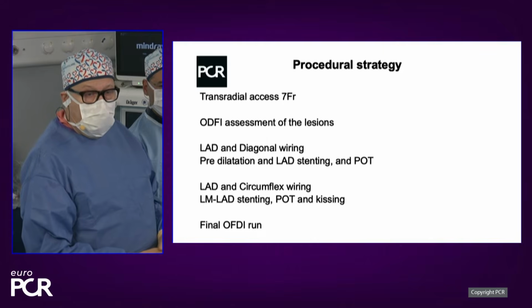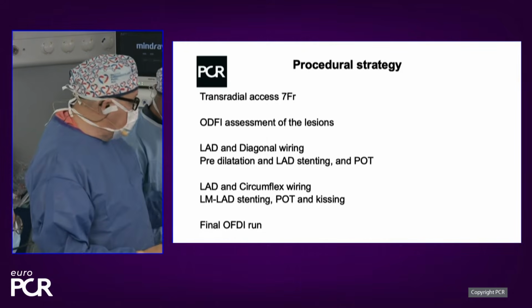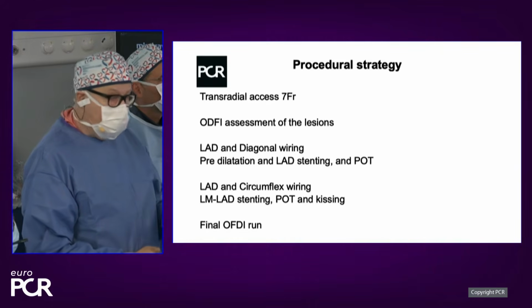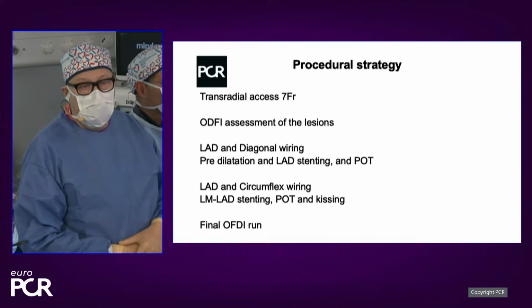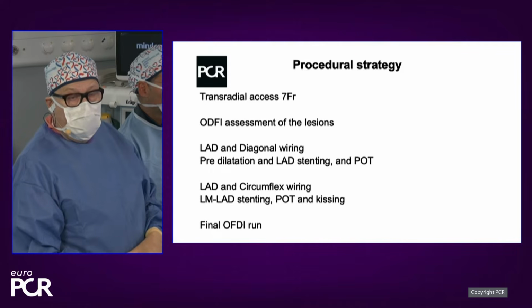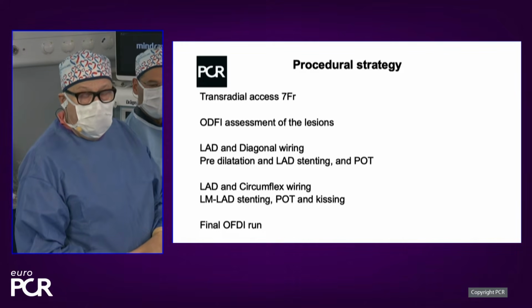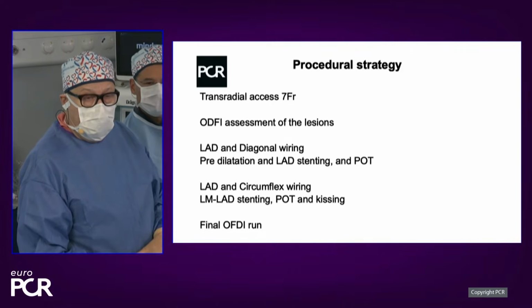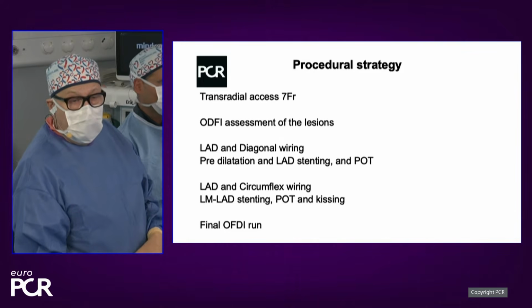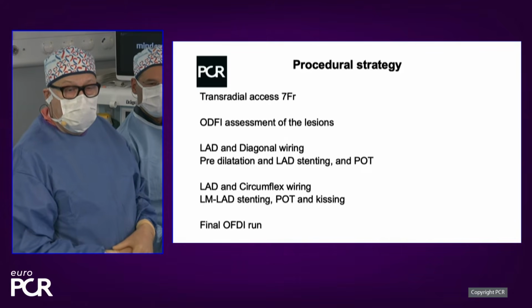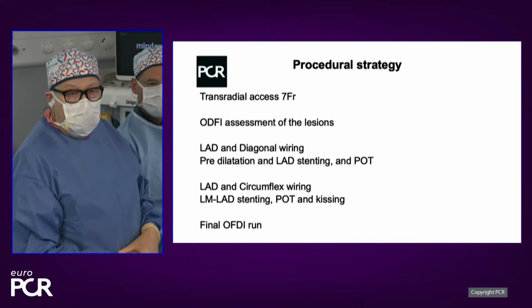So the strategy, as said, is to go from the transradial access, which is 7 French. We are going to assess the lesion first by OFDI. It was already done, and Dr. Onuma will show us that very soon. We wire the three vessels, LAD, diagonal, and circumflex, and try to achieve a provisional stenting with predilatation of LAD and POT after stenting. And then remove the diagonal wire and go to left main bifurcation with left main to LAD stenting with POT and kiss. And of course, we'll finish by OFDI.